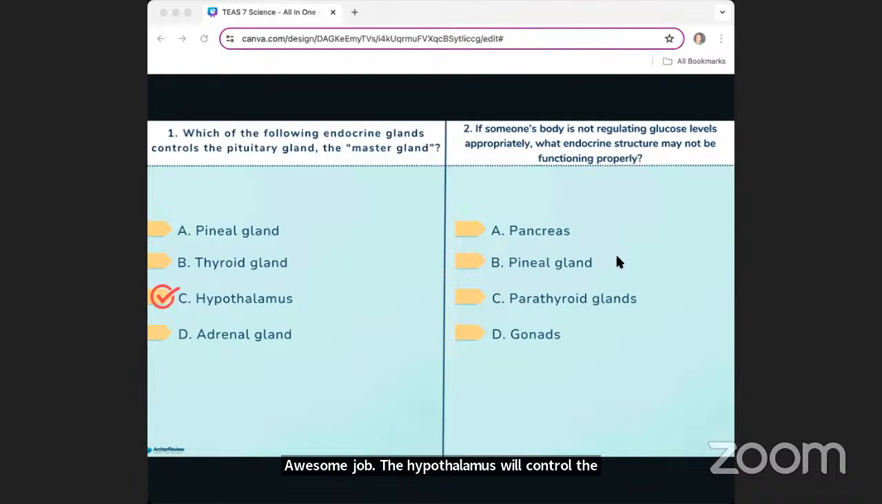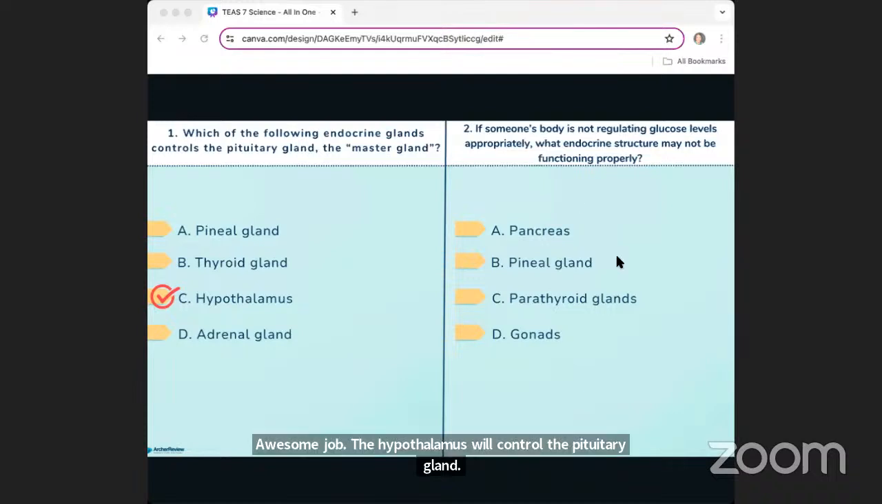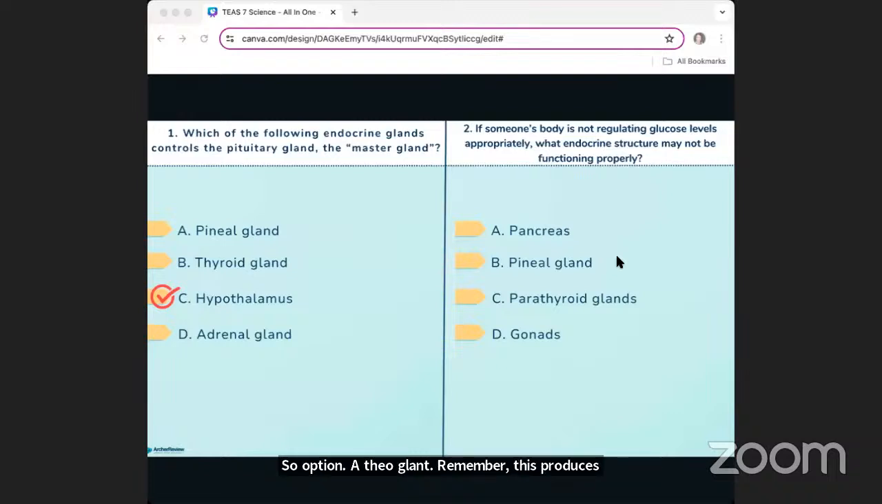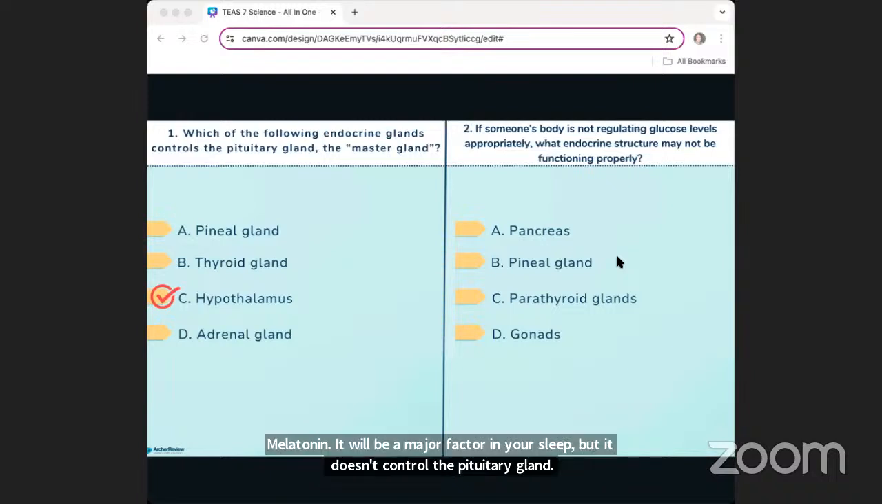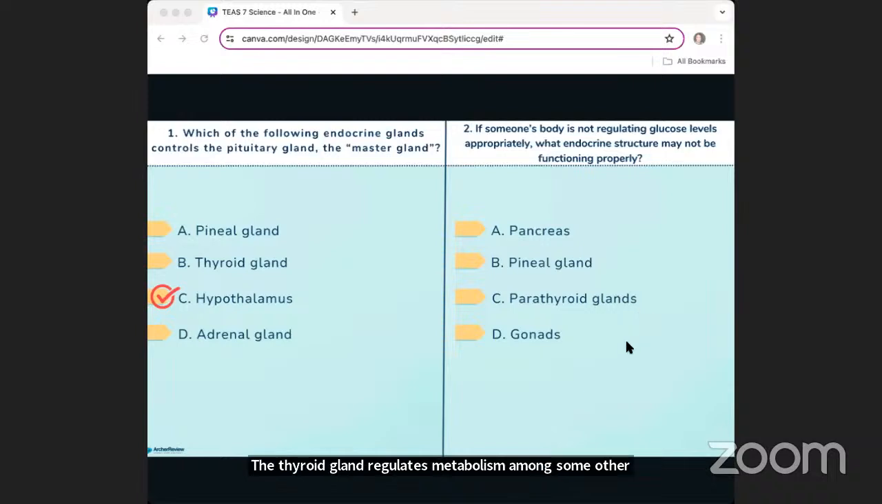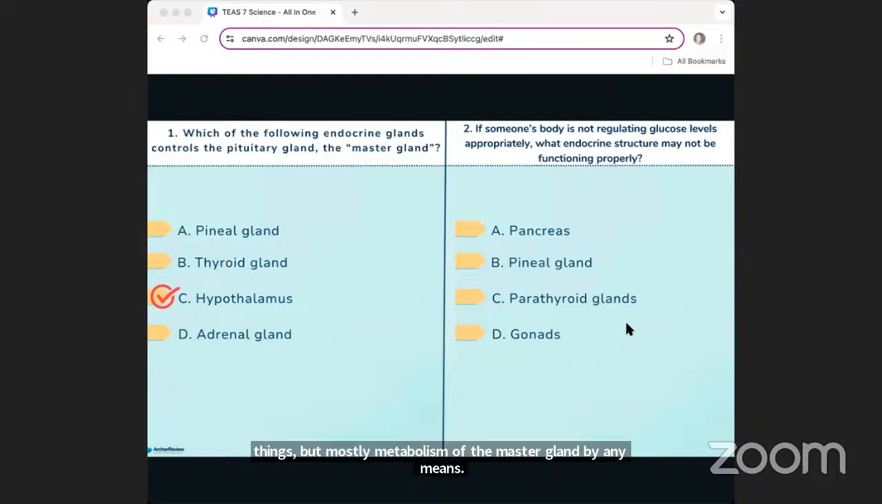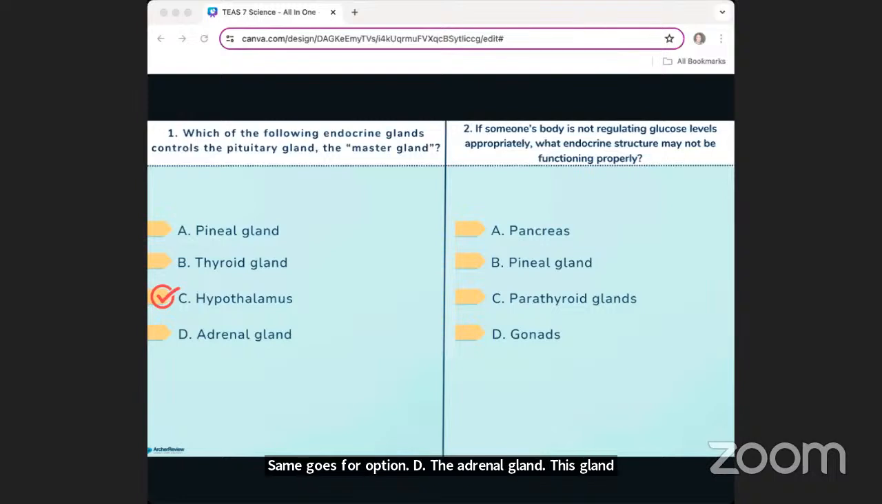So option A, the pineal gland, remember this produces melatonin. It will be a major factor in your sleep, but it doesn't control the pituitary gland. The thyroid gland regulates metabolism, among some other things, but mostly metabolism. It's not in control of the master gland by any means. Same goes for option D, the adrenal gland. This gland will kick in that fight or flight response when you're highly stressed, but it does not control the master gland itself, only the job of the hypothalamus.